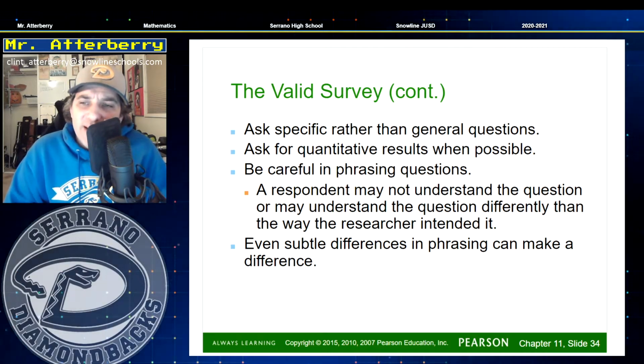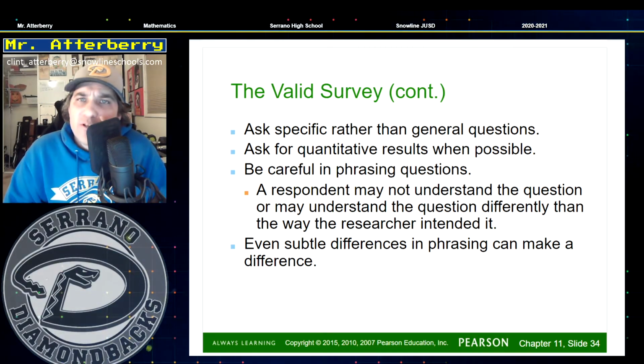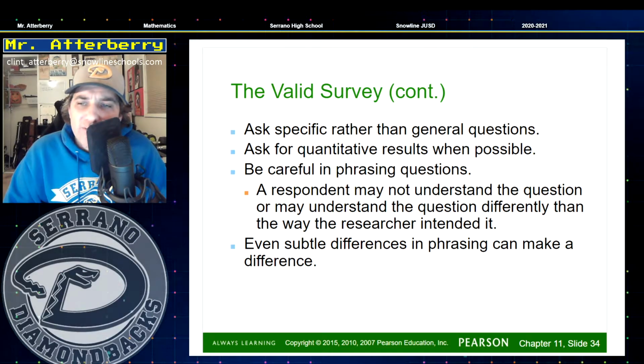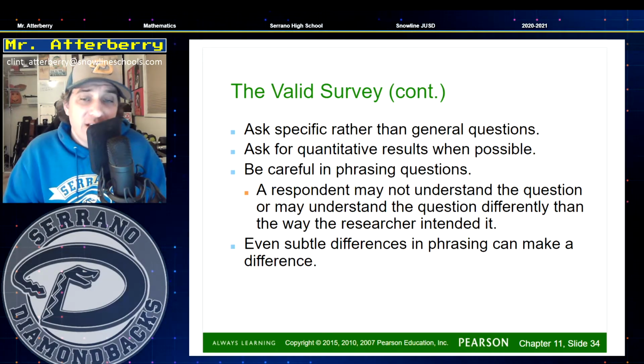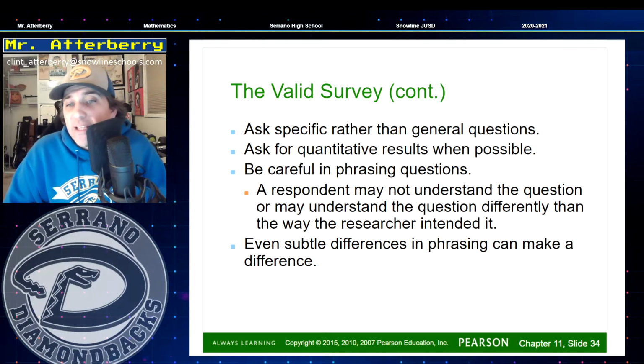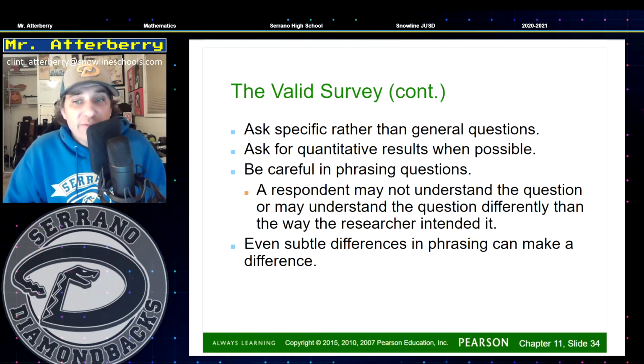Ask specific rather than general questions. So be more specific in your sample or in your surveying. Ask for quantitative results when possible. So ask for things that can be quantitative, okay? For quantities, like how many years have you done this? How many times a day does this happen? How long does it take for this?